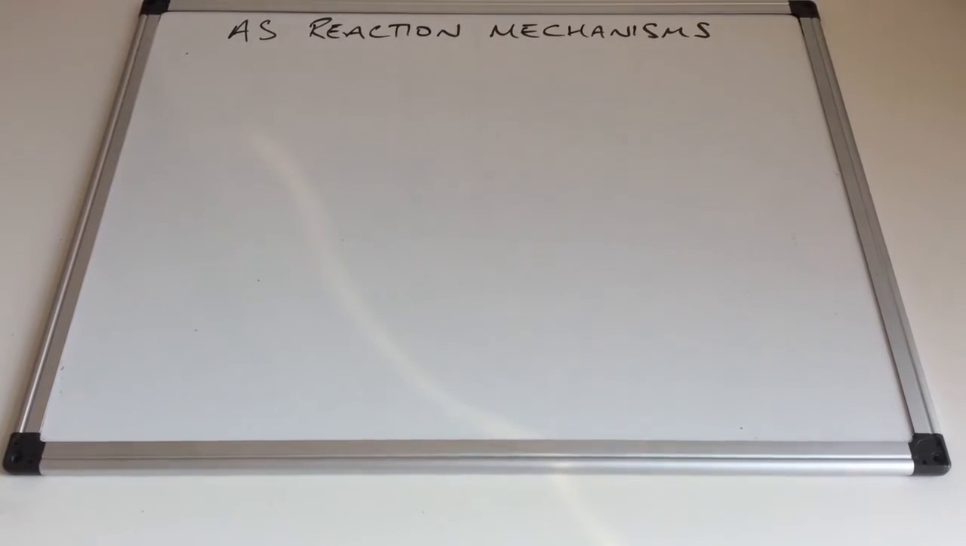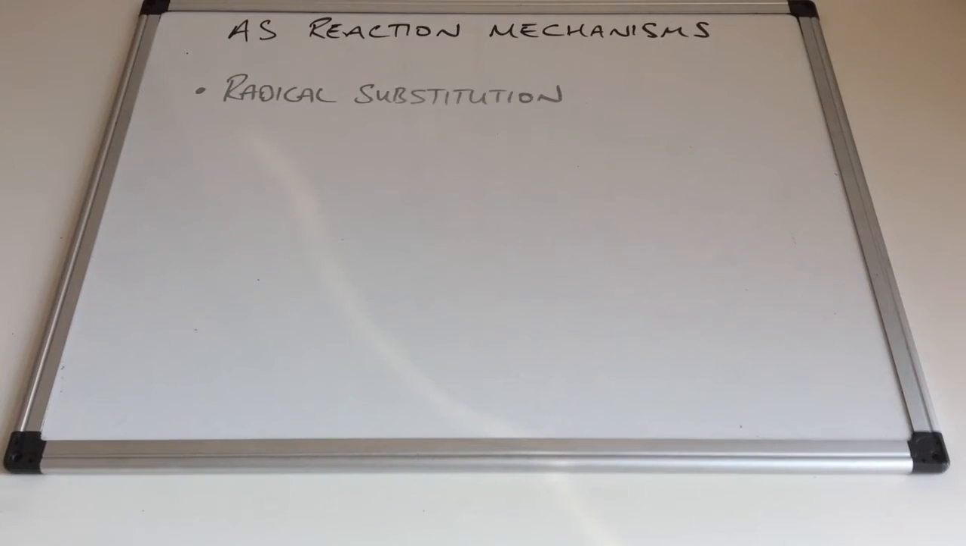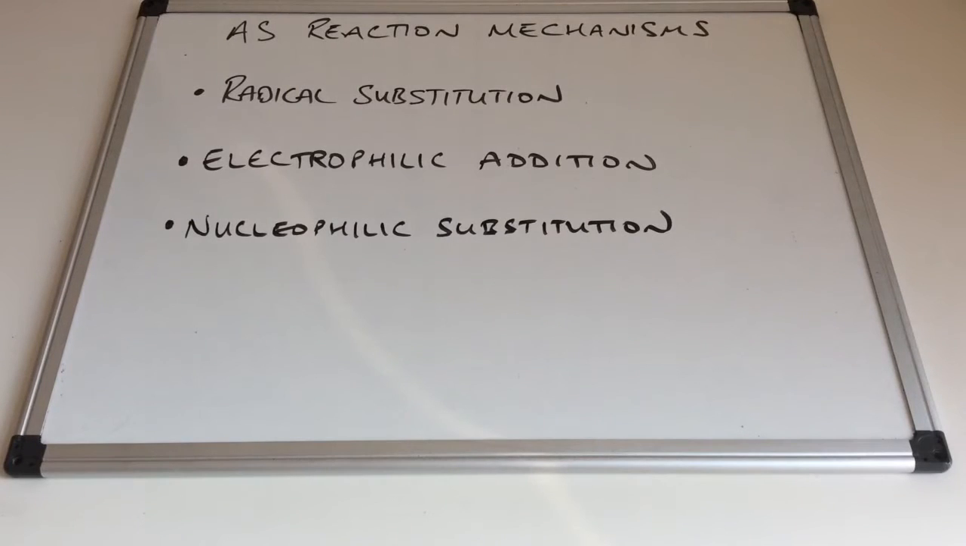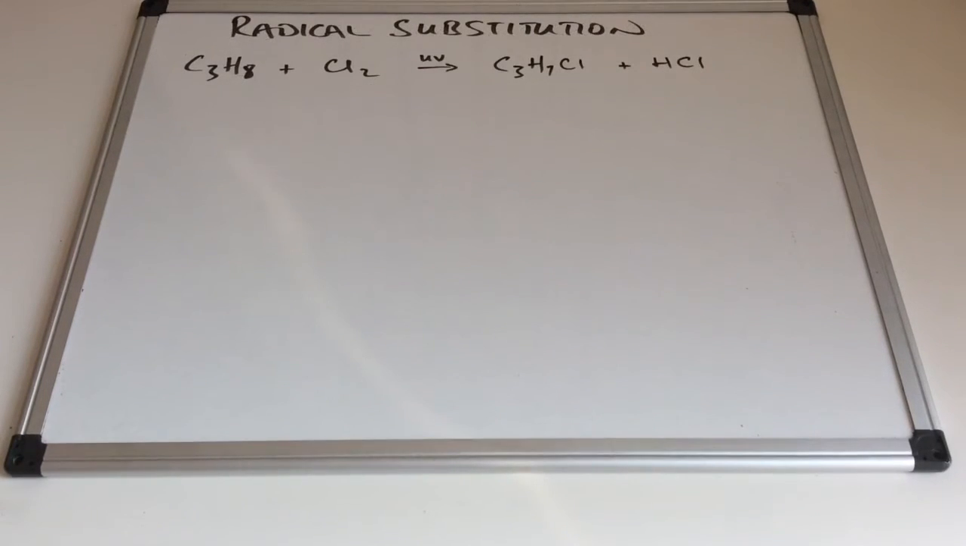In this video, we're going to revise the three AS reaction mechanisms. So that's radical substitution, electrophilic addition, and nucleophilic substitution. So the example we'll use for radical substitution is based around the reaction between propane, so C3H8, and chlorine. In the presence of UV light, that's going to create chloropropane and hydrogen chloride.